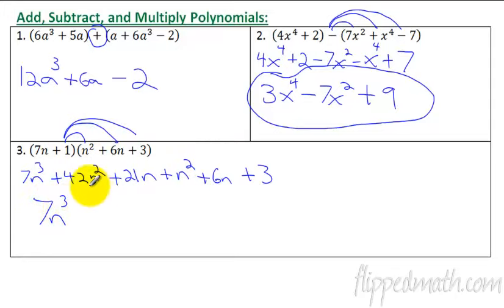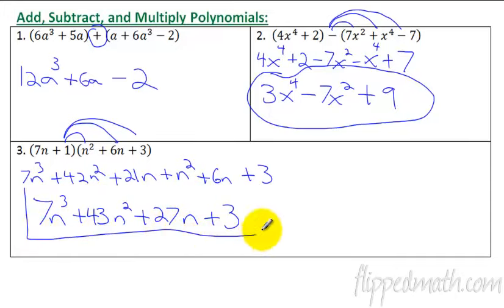7n cubed, let's see the n squared, so we've got a plus 43n squared. Now the n terms get a plus 27n, and then our only constant is the 3, so plus 3. And these are polynomials because you'll notice we have whole number exponents of the variables and they're real numbers for all of the coefficients. Okay, well, good. Done with number 3.